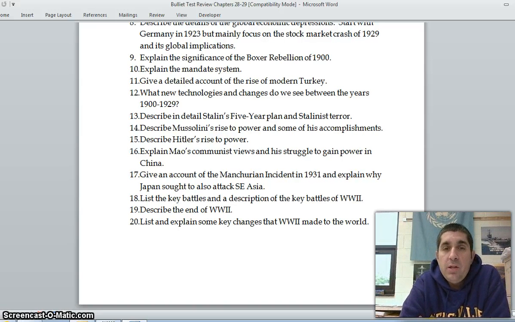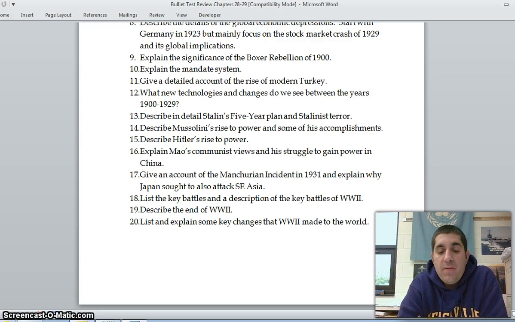For your thesis statements, you can choose one of the following two: continuity and changes over time. Describe the continuities and changes over time in Germany. Again, you can talk about political, economic, social continuities and changes over time in Germany from the years 1914 to 1945, or you can write about the continuities and changes over time. Same thing, political, economic, social, culture in Russia, 1900 to 1929.